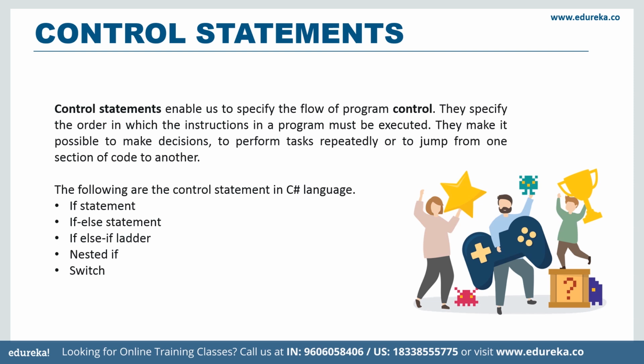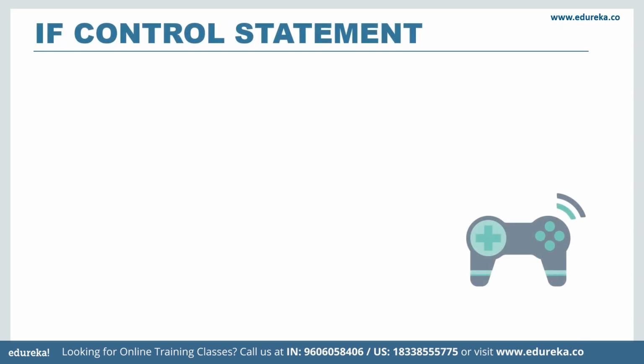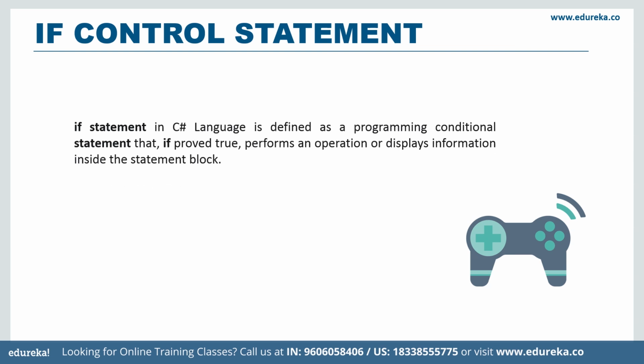The following are the control statements used in the C# programming language: the if statement, the if else statement, the if else if ladder, the nested if, and finally the switch statement. Let us understand each one of them in a better way. Firstly, the if control statement. The if statement in C# is defined as a conditional statement that, if proved true, performs an operation or displays the information inside the statement block.